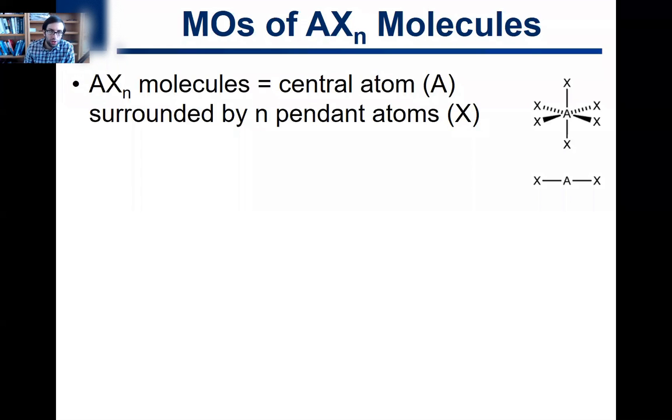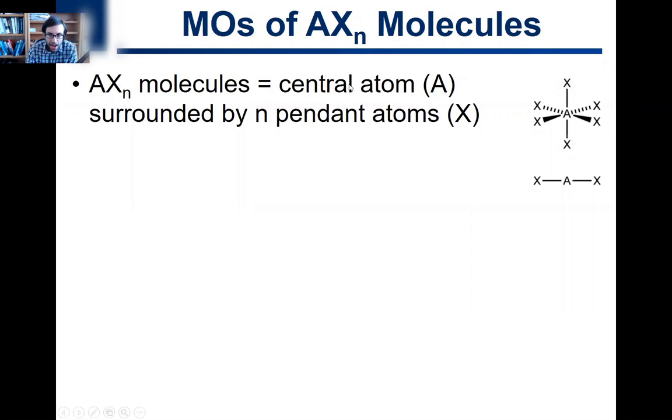All right, so what we're going to be doing in the next few videos is constructing molecular orbital diagrams for molecules that have more than two atoms. So the diatomics were pretty easy. We had atomic orbitals, we mixed them, and could kind of go from there. Here, we're talking about AXn molecules.